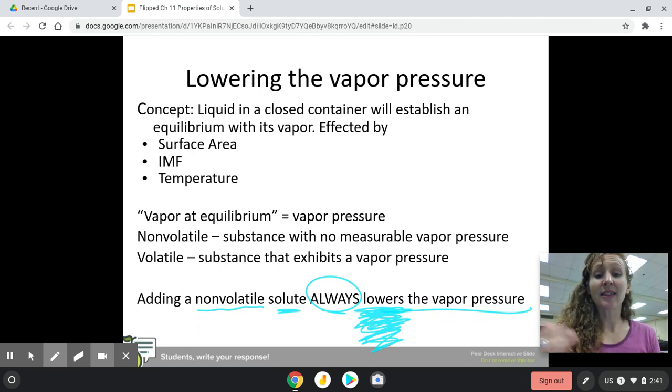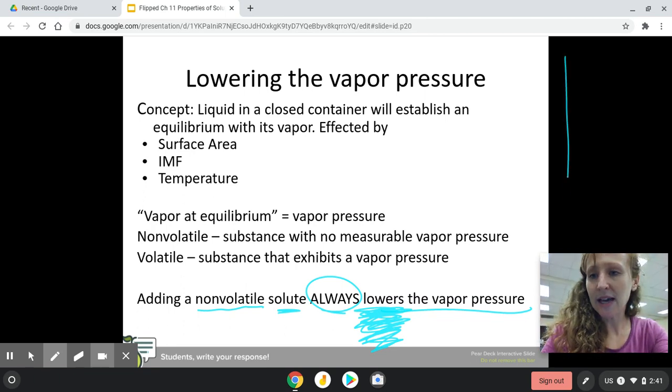So things like that, or something like hexane. Oh no, hexane's very volatile. Something like mercury. If you could get mercury to dissolve into your mixture, that's going to lower the vapor pressure. So let's look at why this occurs.